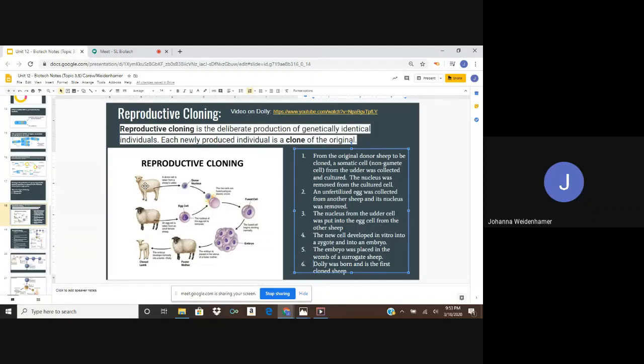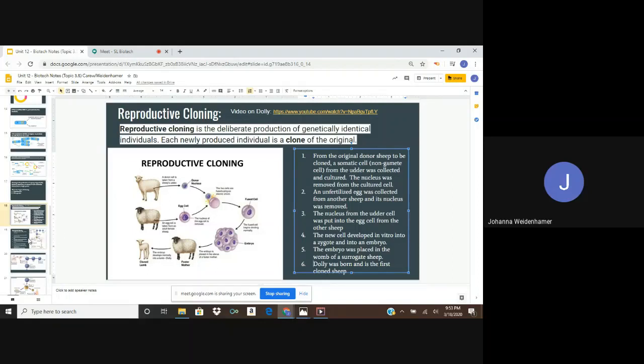What can also help you with looking at reproductive cloning is this video that's linked in the slides. If you want to take a look at how exactly the first cloned sheep Dolly was made or produced, you can go and take a look at this video. So that is reproductive cloning.